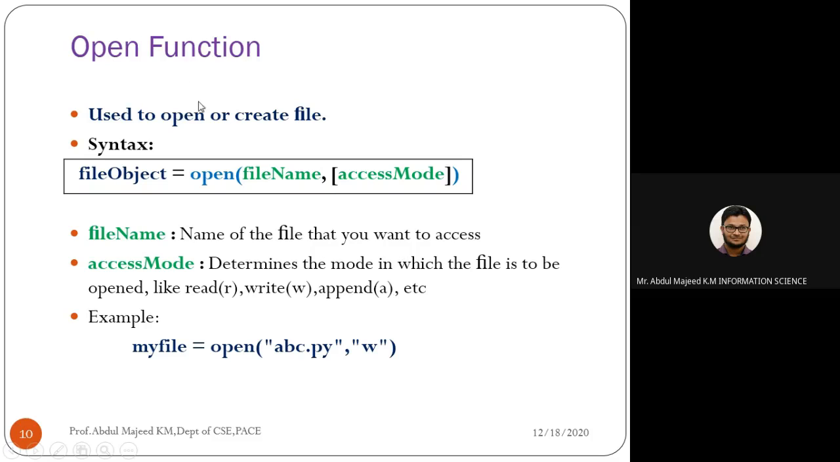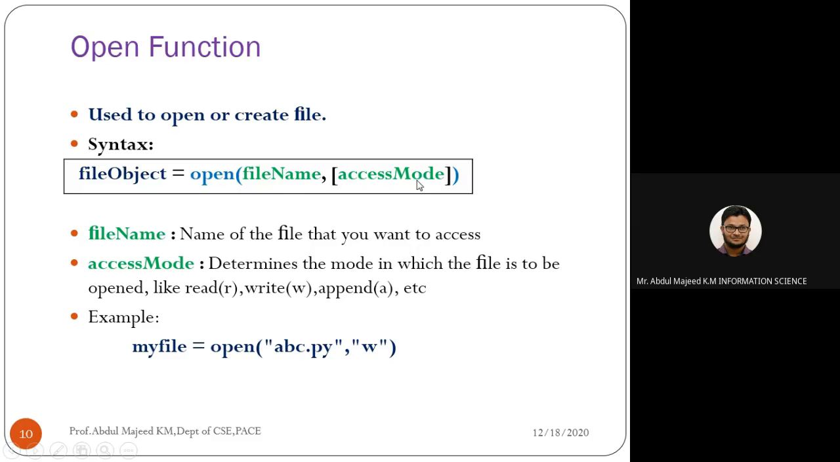If the file is not there, then it will create and open that particular file. Syntax: file object is equal to open(file name, access mode). So you have to call the open function with two parameters, file name and access mode. File name is nothing but the name of the file or path. Either you provide the name of the file or the complete path of that particular file.